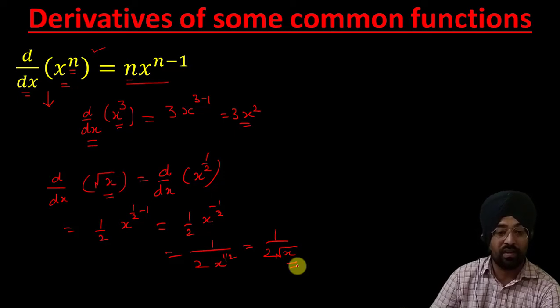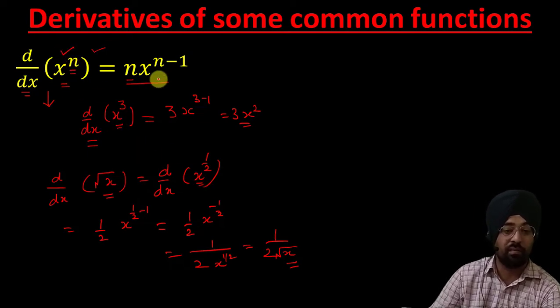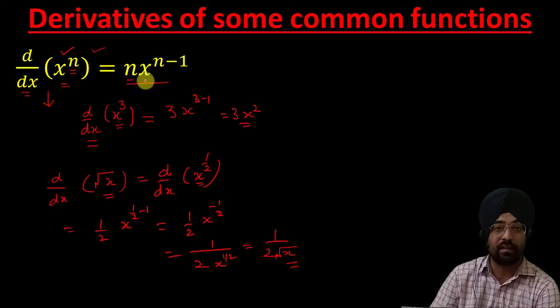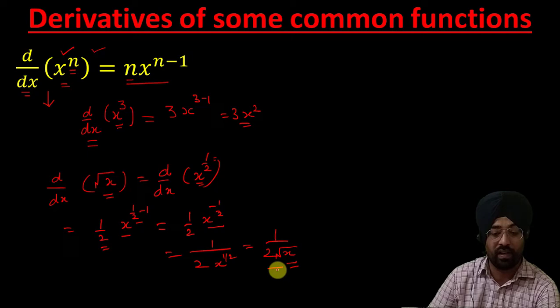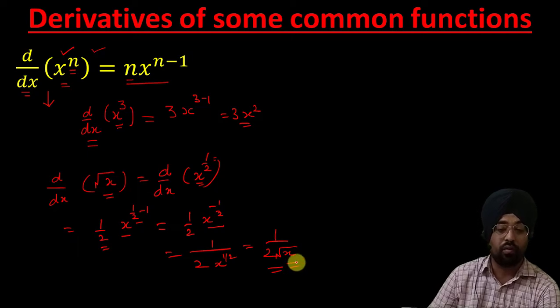So it is quite easy. We have written square root of x as x raised to the power 1 by 2. Then we have applied this formula, d by dx of x raised to the power n is equal to nx to the power n minus 1. So it becomes half x raised to the power half minus 1, so half x to the power minus half. Upon solving, it gives you 1 by 2 root x.